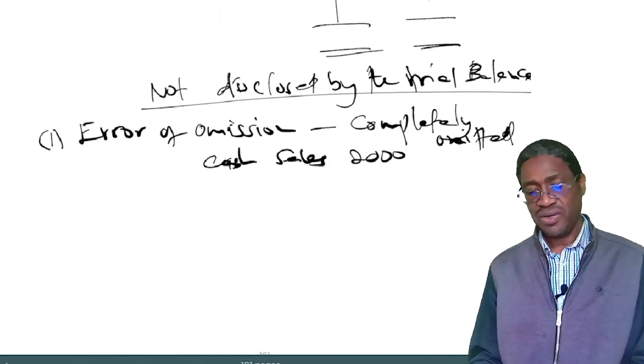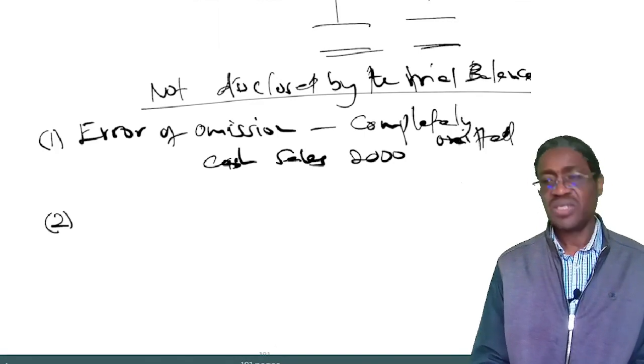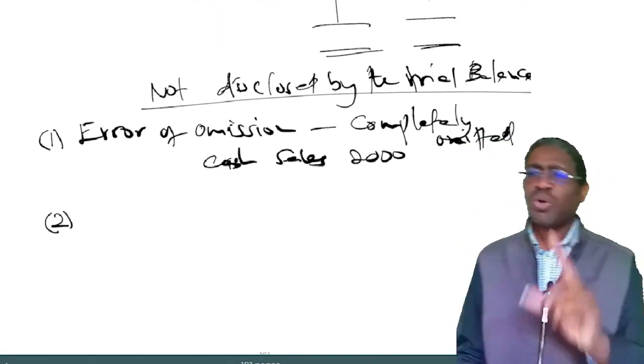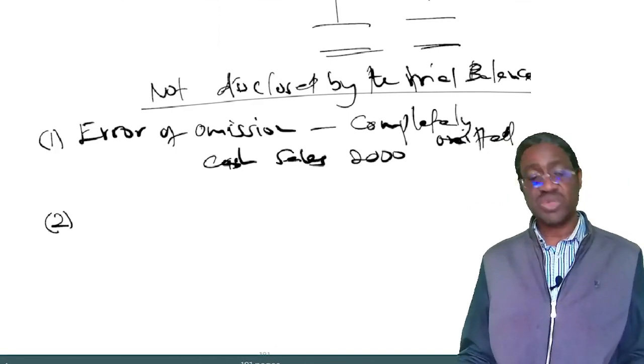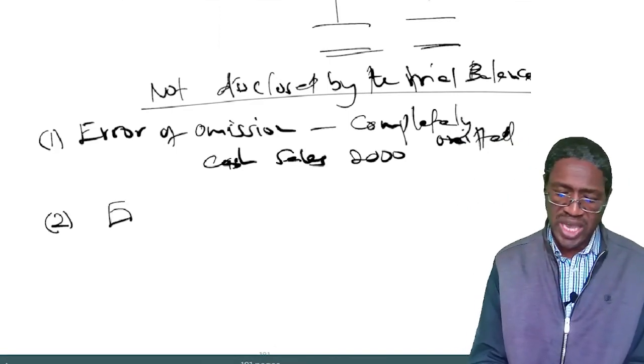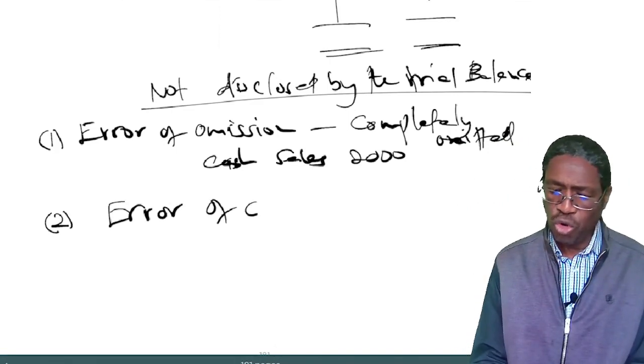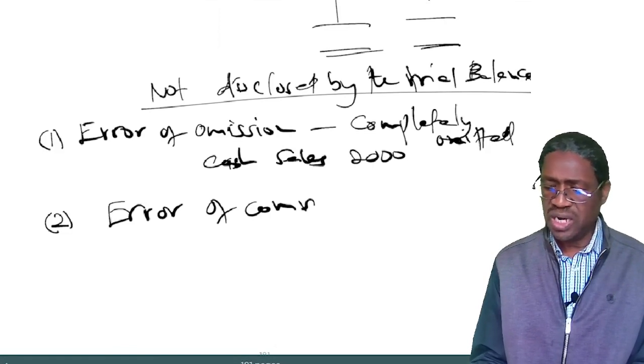Are you there? Good. That's one type of error. Another type of error that when you commit it, the trial balance will still balance is what we call error of commission.